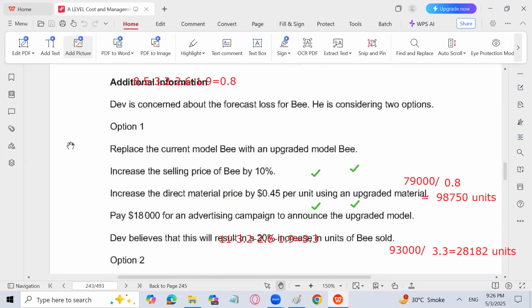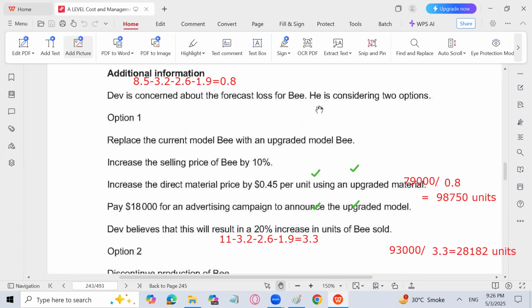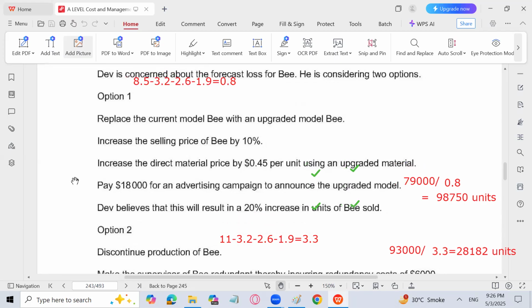आगे जी. Dave is concerned about the forecast loss for B. He is considering two options because we are facing a loss in B. So he is considering two options. Option one, replace the current model B with an upgraded model B. Increase the selling price of B by 10%. So let's do that.